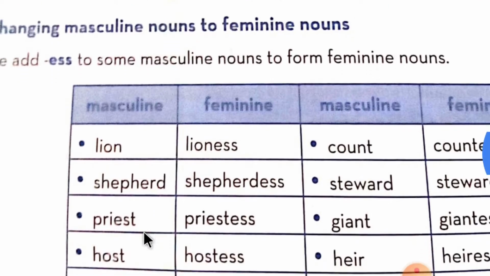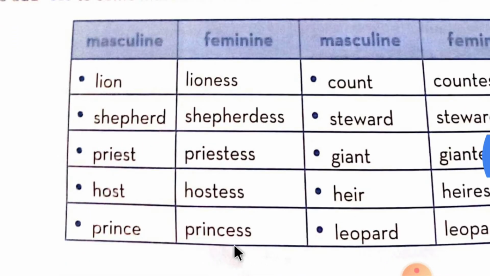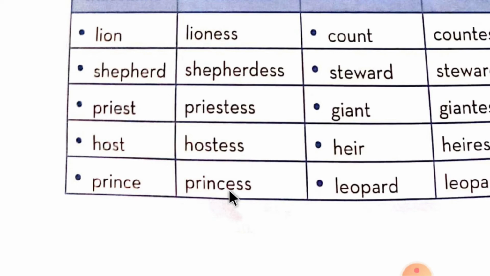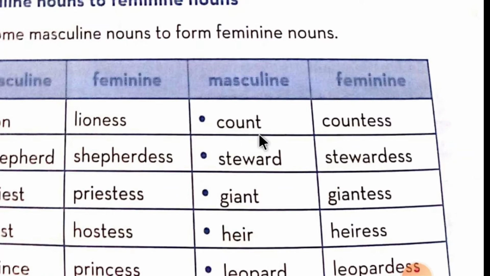Then third, priest, PRIEST. If we add ESS at the end of the word, it changes into feminine gender, so it is called priestess. Then host, HOST. If we add ESS at the end of the word, it changes into feminine gender and we call it hostess. Then next, prince, PRINCE. If we add double S here, because E is already there, it changes into feminine gender, princess. Okay, now look at another word, count, COUNT.